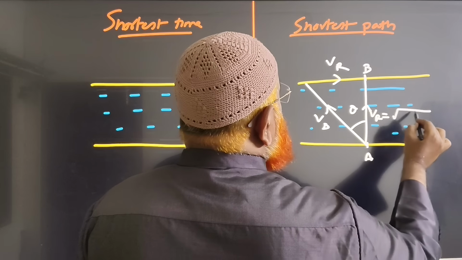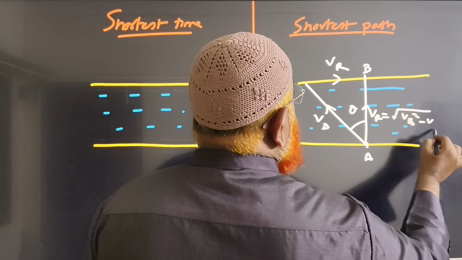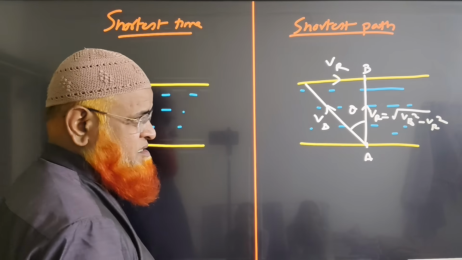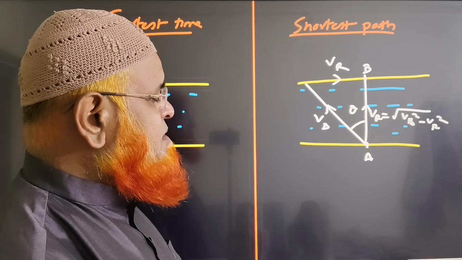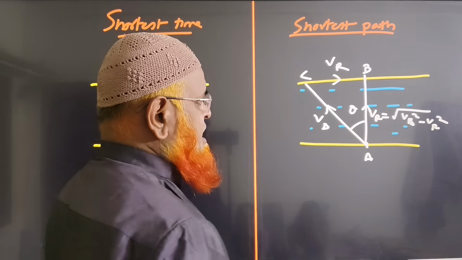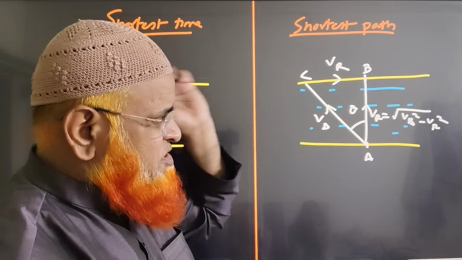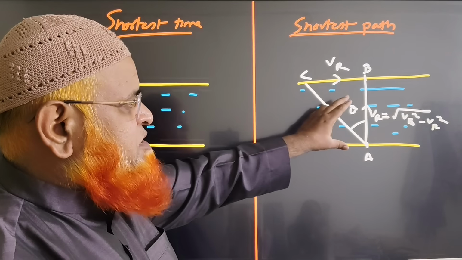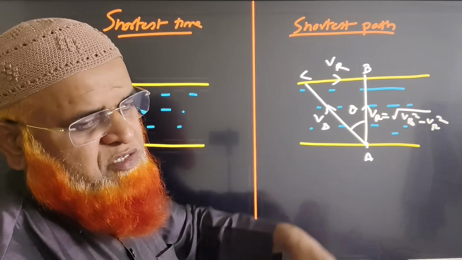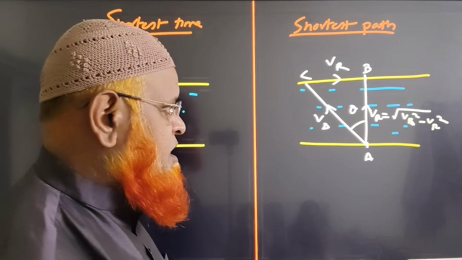We write it as square root of VB square minus VR square by using Pythagoras theorem, resultant velocity. This is C. Okay, AC square is equal to AB square plus BC square. If you apply, then AB square will become AC square minus BC square. Okay, getting that formula now.